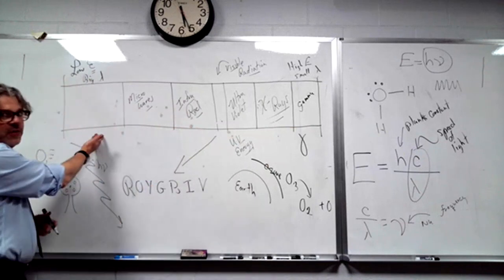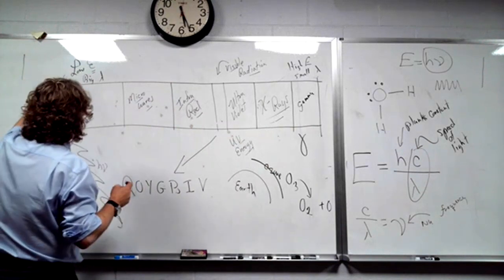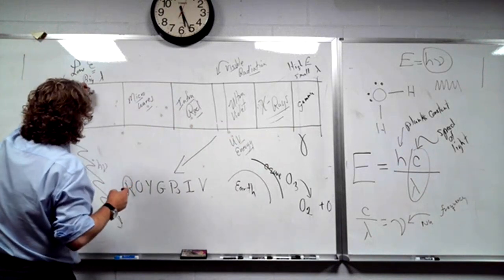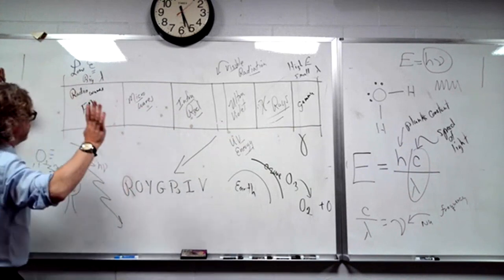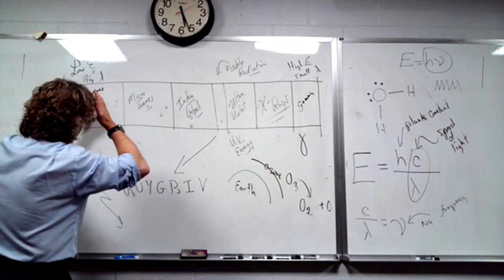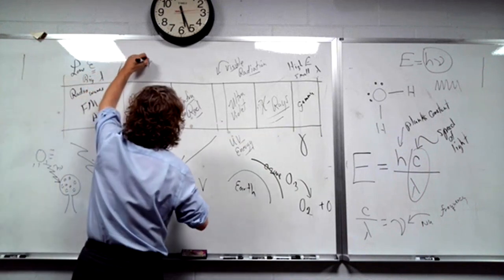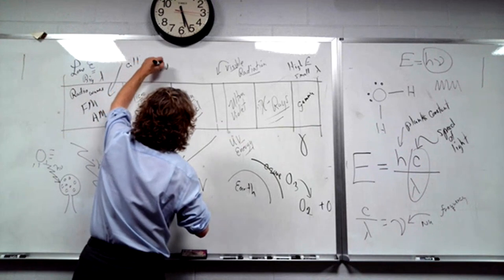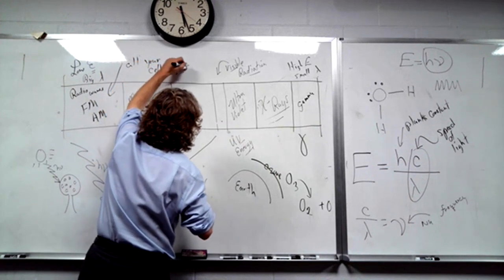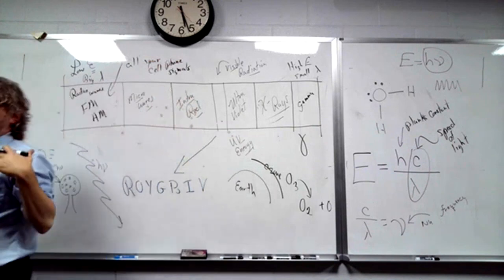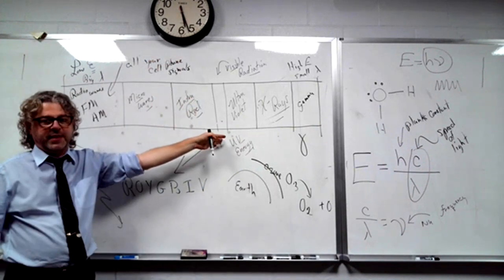Okay, what's down here? There has to be something down here. This is all the radio waves. So this is like FM, frequency modulation, or AM, or, here you go, all your cell phone signals. Your cell phone signals are just a stream of photons that luckily you don't have receptors to see.